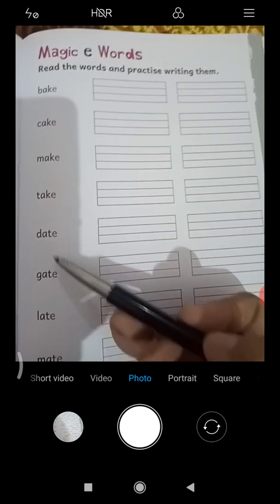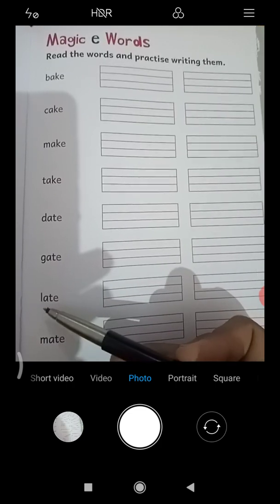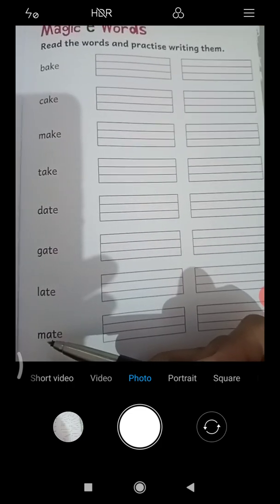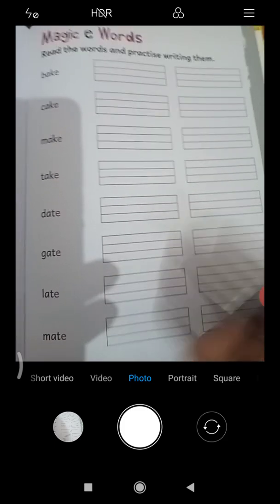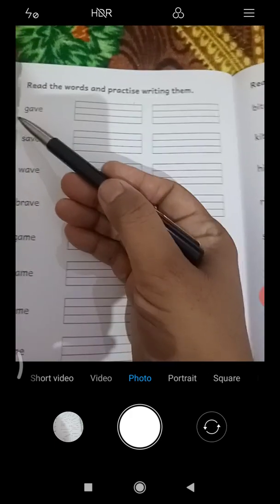D-A-T-E, date. G-A-T-E, gate. L-A-T-E, late. M-A-T-E, mate. Now students, open page number 46. Students, read again.